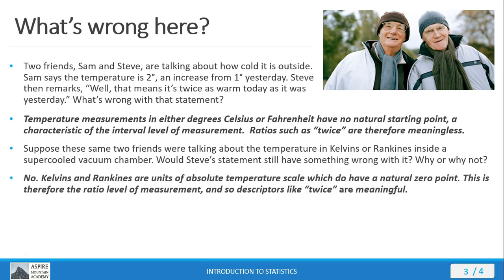Well, here in this instance, there's nothing wrong with that statement. You could say that 2 degrees is twice the temperature of 1 degree if you're talking about kelvins or Rankine, because these temperature scales convey absolute temperature. They place the 0 mark where there really is 0 temperature. A natural 0 point then makes temperature values in these scales ratio level of measurement.